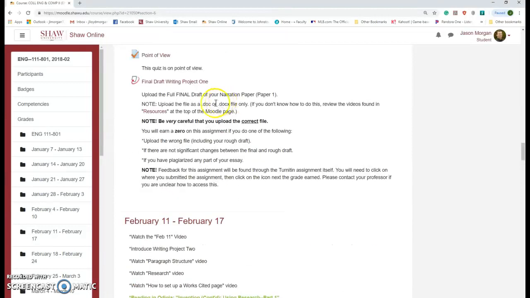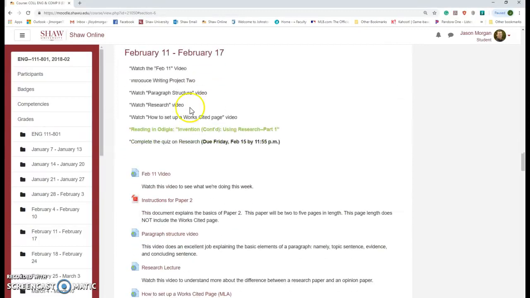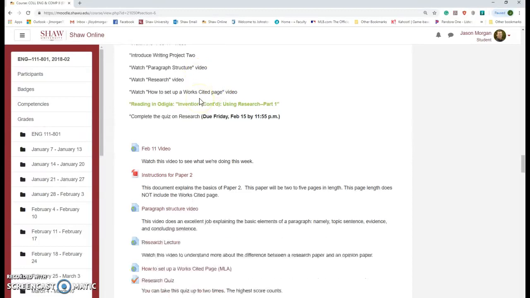Really, the practice from Writing Project 1 was just to get back in the swing of doing MLA formatting, learning how to write and use the system, getting to write about something that you knew, and now we get to start researching some things. So here is what we get to do.